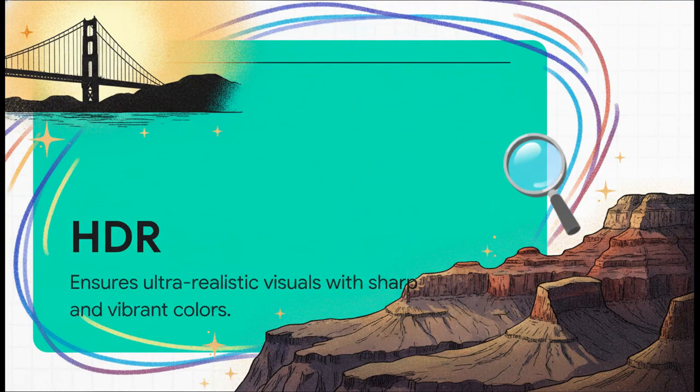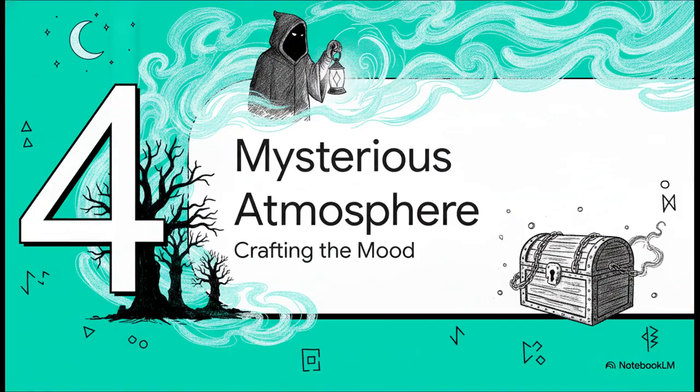Let's look a little closer at one of those specific terms, HDR, or High Dynamic Range. The text pairs HDR with 4K resolution and vibrant colors to guarantee what it calls ultra-realistic visuals. The inclusion of this specific technical requirement ensures the final product is going to have the highest possible visual fidelity. We're talking razor-sharp contrast between the brightest skies over the Golden Gate Bridge and the absolute deepest shadows inside the Grand Canyon.